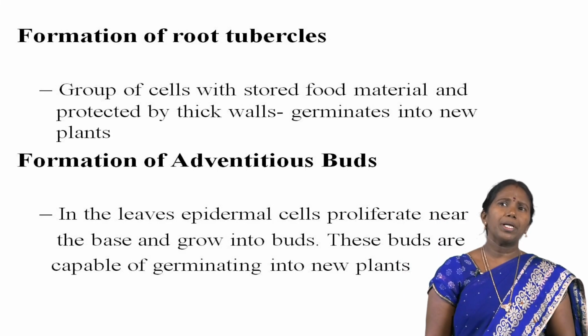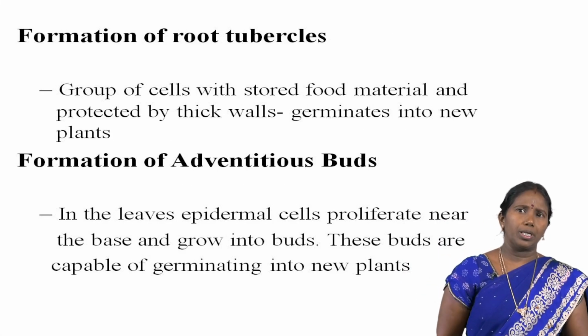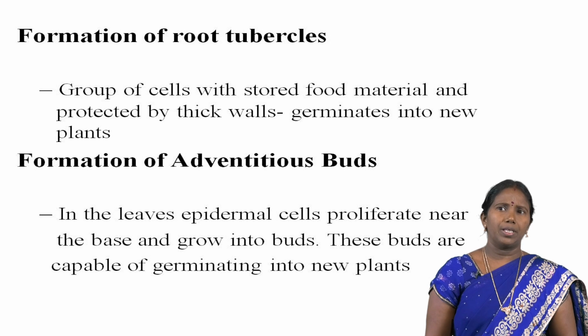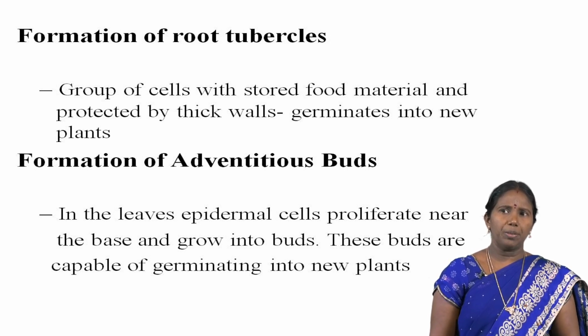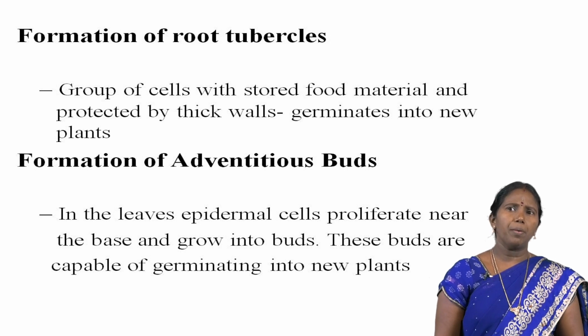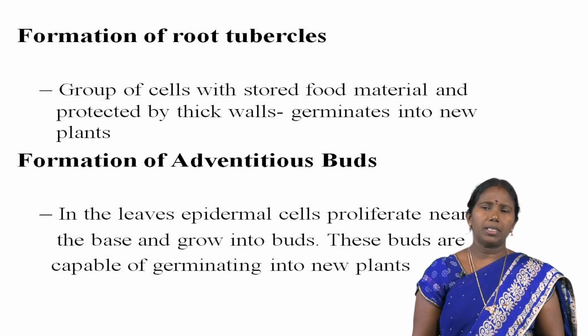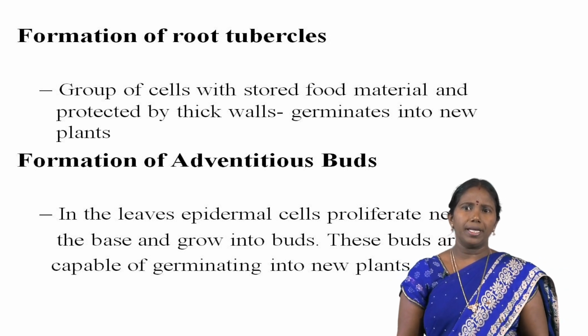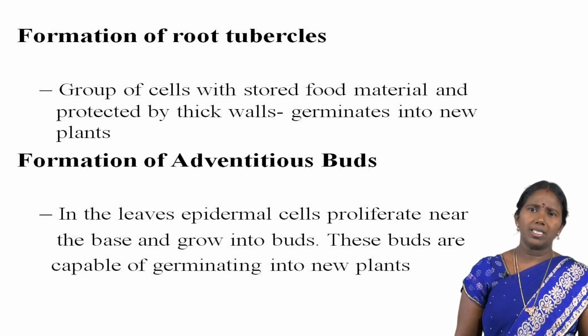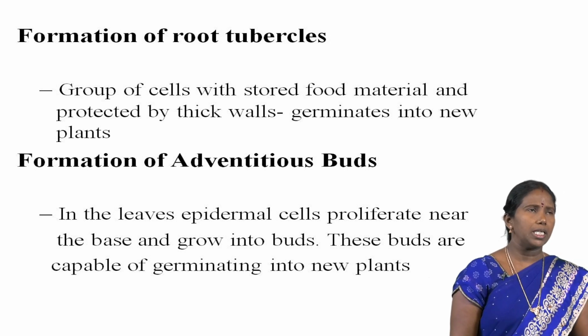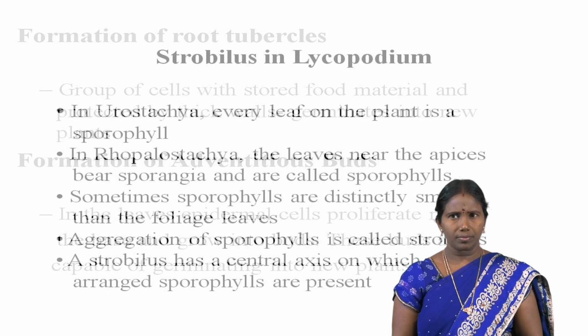This slide shows formation of root tubercles: a group of cells with stored food material and protected by thick walls germinates into a new plant. Formation of adventitious buds: in the leaves, the epidermal cells proliferate near the base and grow into buds. These buds are capable of germinating into new plants.